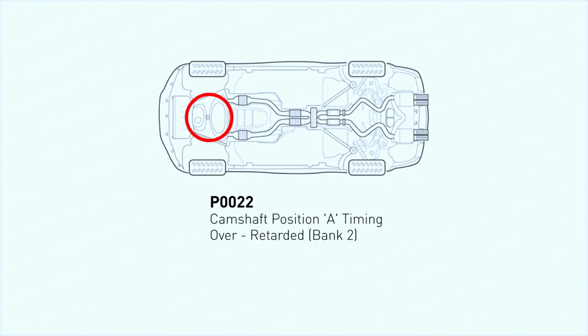First, let's break down what this code means. P0022 indicates that the camshaft timing on bank 2 is over-retarded or delayed, which means it's not advancing as it should. This can cause your vehicle to run poorly, affect fuel efficiency, and even lead to more serious engine damage if left unresolved.